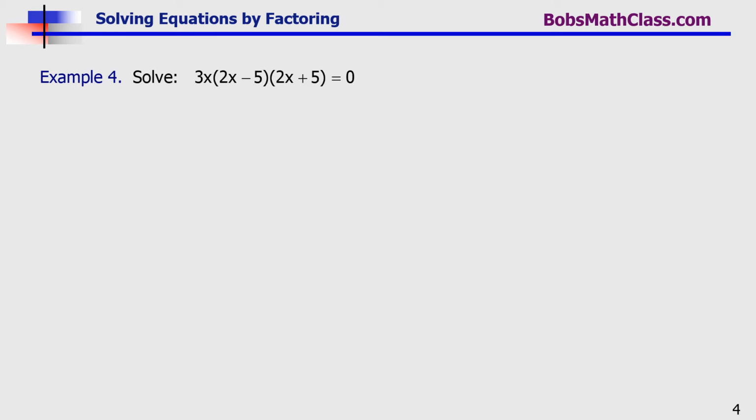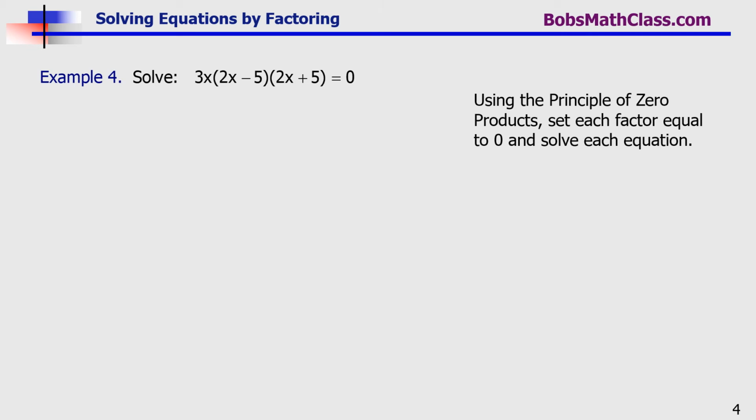Okay, this one has three factors. We're still going to use the same property. We're going to set each factor equal to 0. So 3x equals 0, 2x minus 5 equals 0, and 2x plus 5 equals 0. Okay, how do you solve the first one? You just divide by 3 on both sides, right? And that still gives you 0.